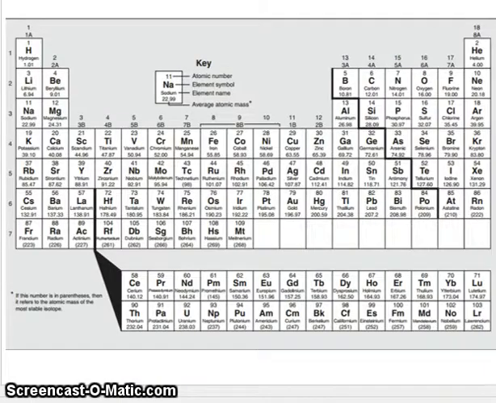The periodic table has a bunch of different elements, and we'll study a lot of them in depth, but notice each element has a unique number above it, and that is how many protons. This is called the atomic number. Your key on your periodic table also has this. This is the atomic number, the number that tells you which atom you have.